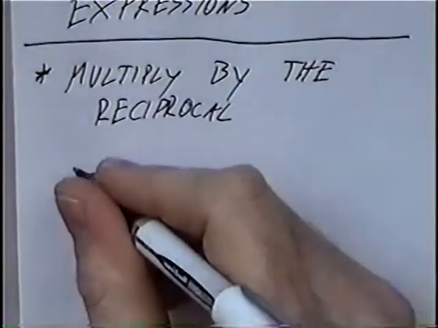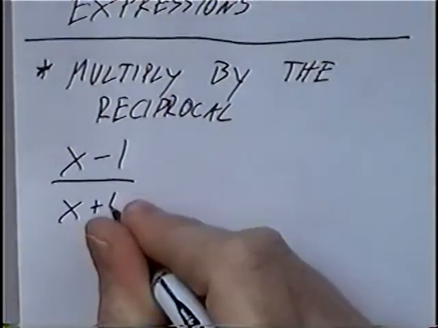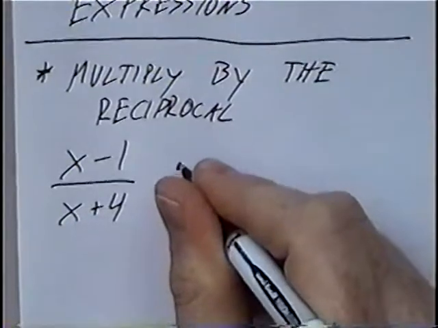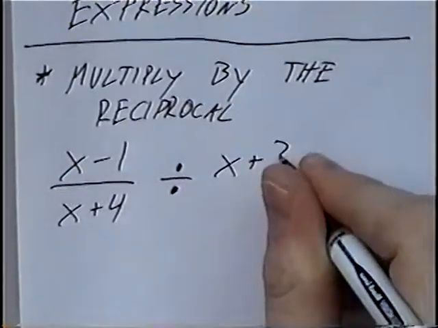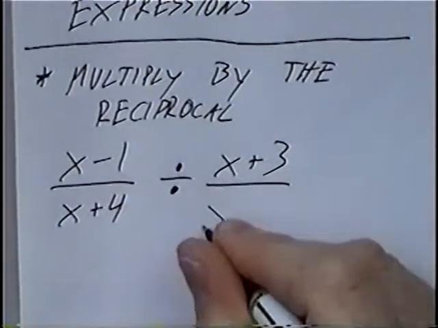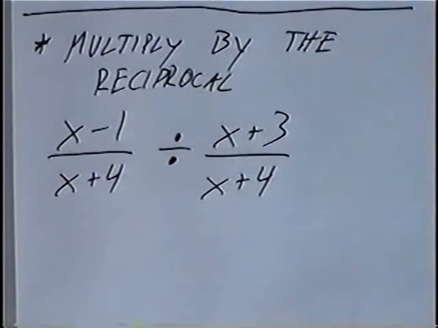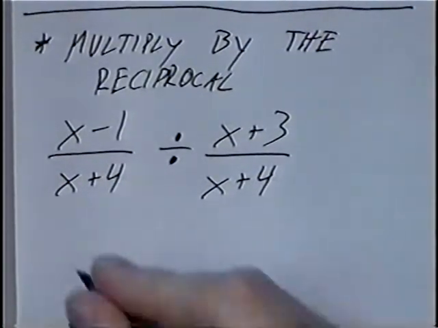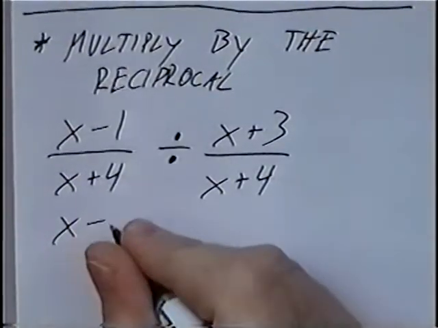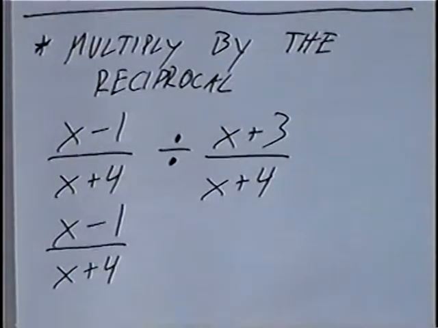First question and first fraction, x minus 1 over x plus 4 divided by second fraction, x plus 3 over x plus 4. Again, when we have two fractions and we're dividing by a fraction, we can rewrite the first fraction as the same, x minus 1 over x plus 4.